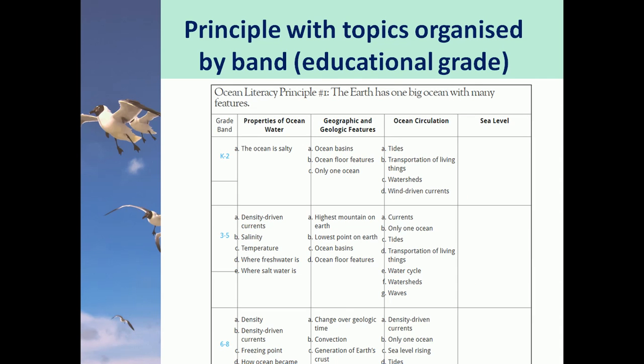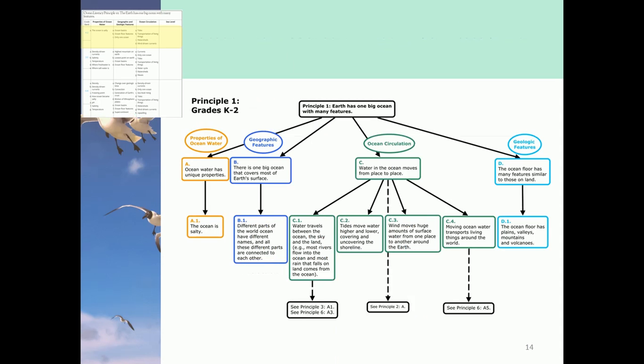These topics are further detailed and organized into lesson plans designed for specific age groups in accordance with their national curriculum. In addition, there are conceptual flow diagrams designed for each principle and band to assist educators in navigating the material. For example, in this graphic, we see the conceptual flow diagram for principle number 1's grades K-2, which would normally be children ages 5 to 6.